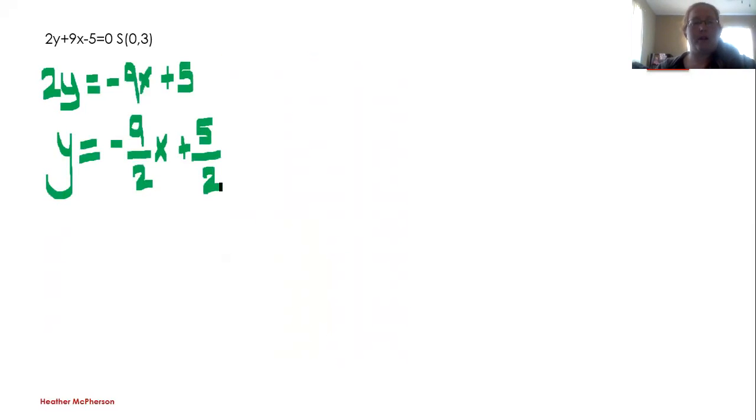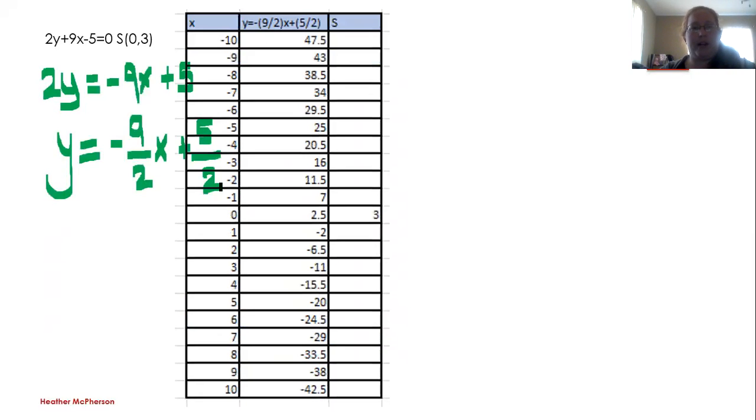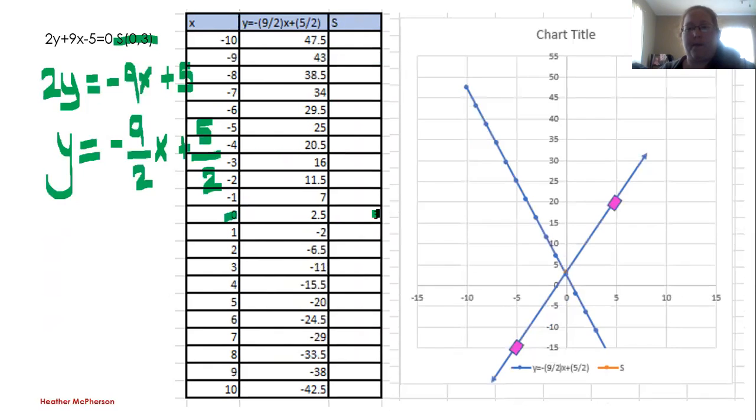So once we know the original equation, we can again use these same negative 10 to 10 values for x. And we're going to plug those into the original equation to come up with the points of the line. Now the perpendicular line, again, we said has a point of 0, 3. So you find 0 and put 3. Now, again, this is where we plotted it, 0 and 3 for your perpendicular line.